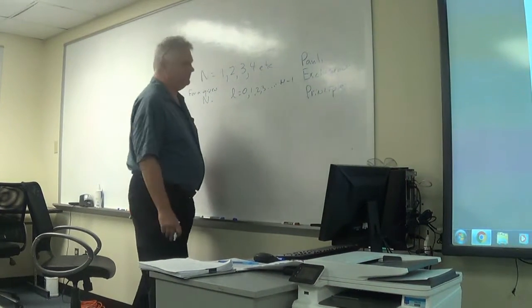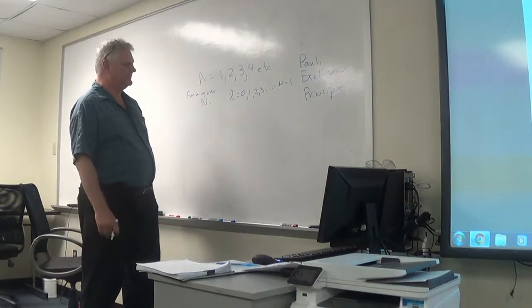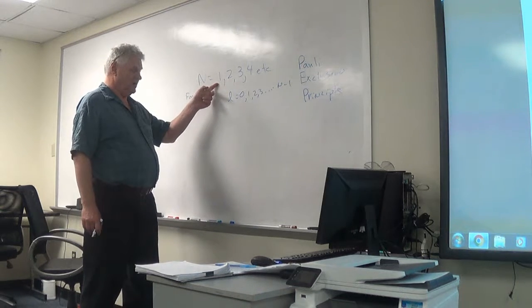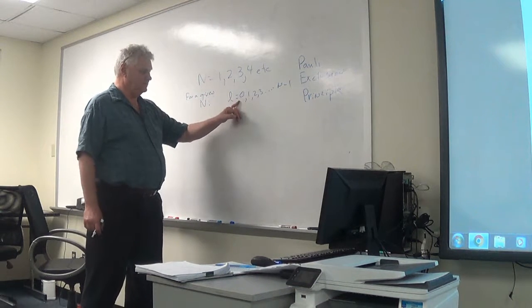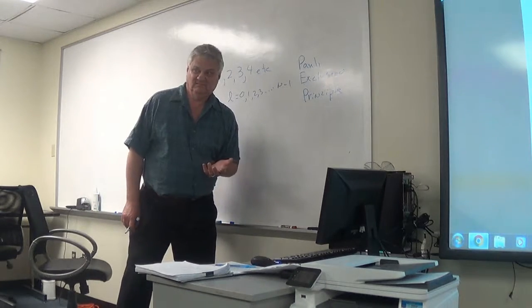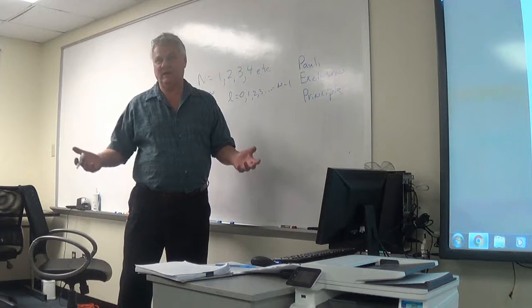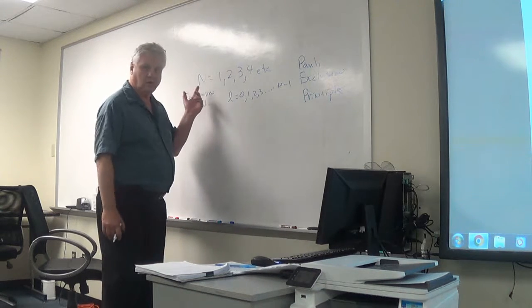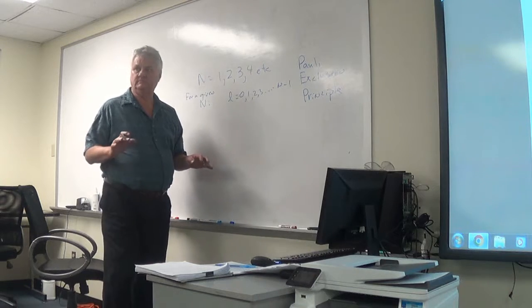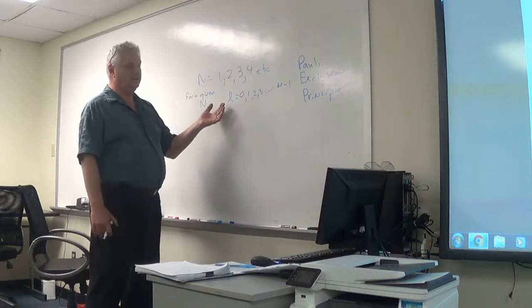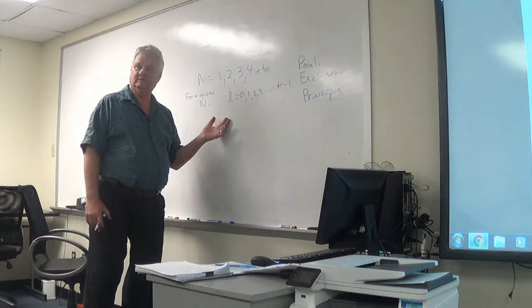minus 1. But don't forget, that's impacted by the value of n. So if n is equal to 1, L can be 0 all the way up to 1 minus 1, which is 0. Well, that means the only value of L is 0 when n is equal to 1. Does that make sense? It's the value of n that determines how many values of L you should have.